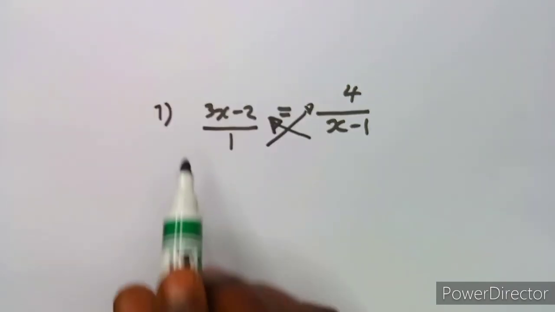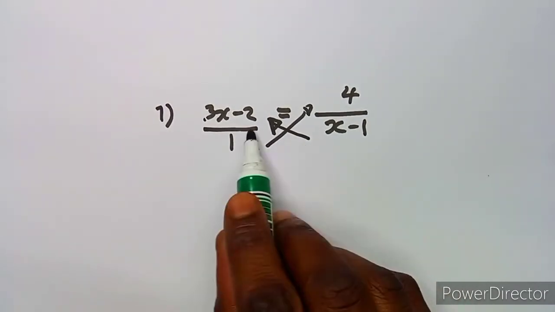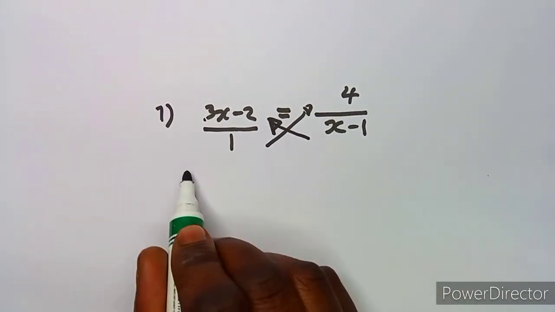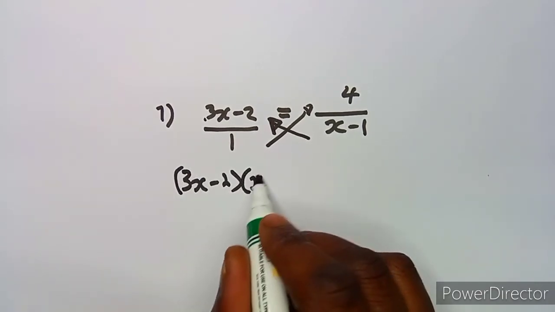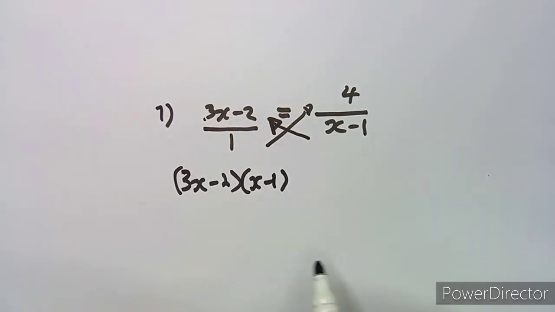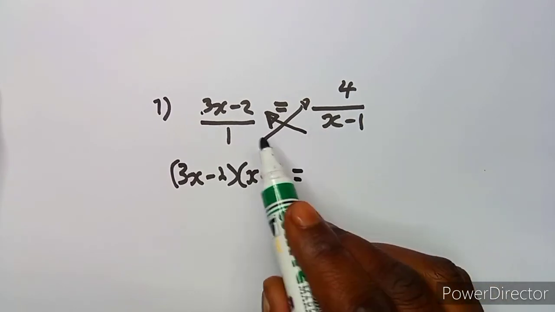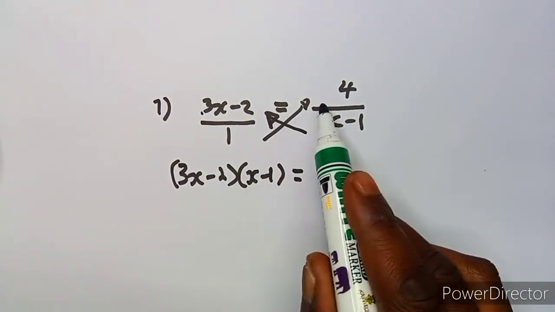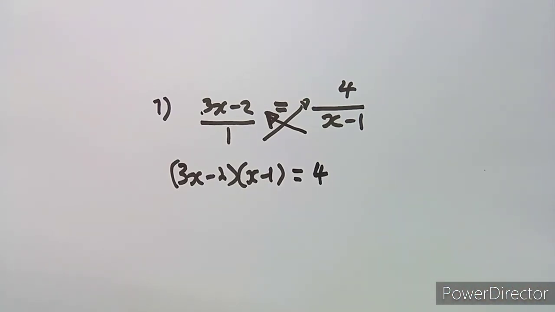So take note, this time we have got 3x minus 2 and x minus 1 multiplying each other. These two, they are multiplying each other. So you've got 3x minus 2 in a bracket, x minus 1 in a bracket, so that it's going to be easier for you to multiply properly. Okay, and this is equated to, you cross multiply here, 1 and 4, which is going to give us a 4. All right, so what is left, guys, is actually expand the brackets.